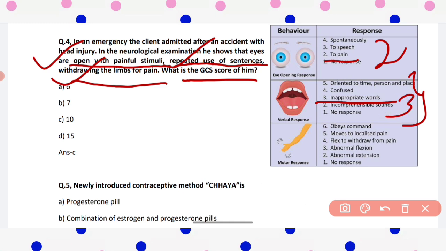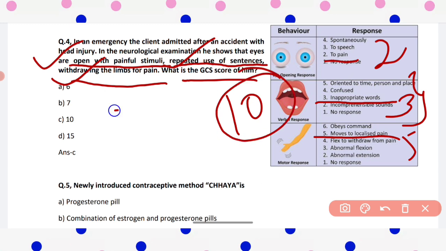And the next one is withdrawing the limbs for pain. So moves to localized pain. Okay. So here the score is 5. So 5 plus 3 plus 2, it is 10. So we have to go for option C, that is 10.